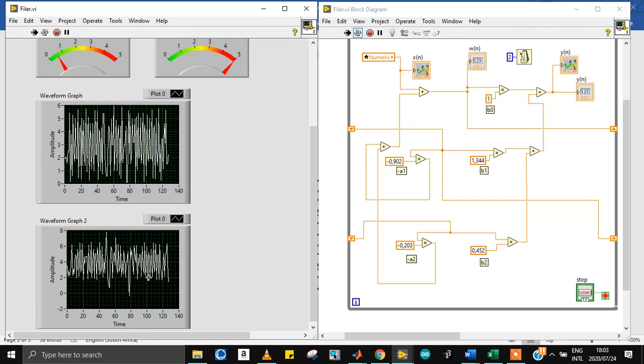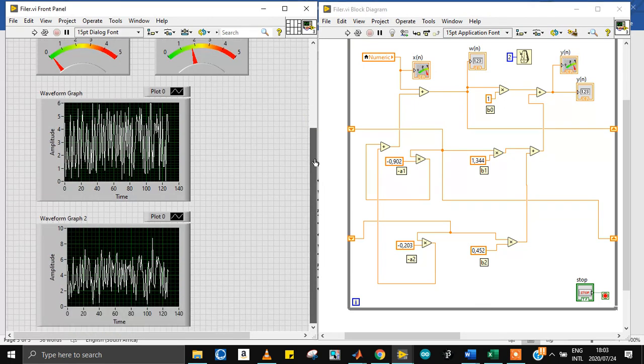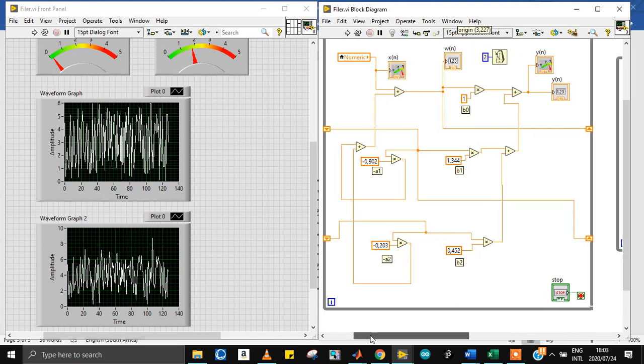I'm just gonna stop. This is our signal. Output, filtered signal, the raw input signal. So you can see that our IIR did do the job of filtering the signal properly.